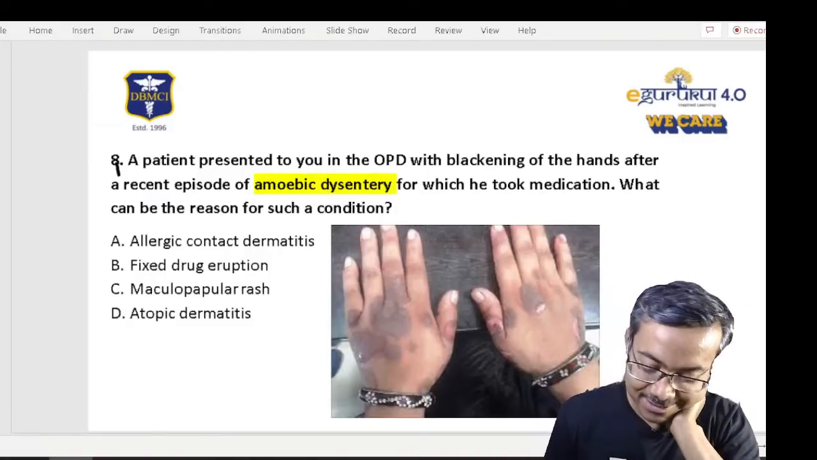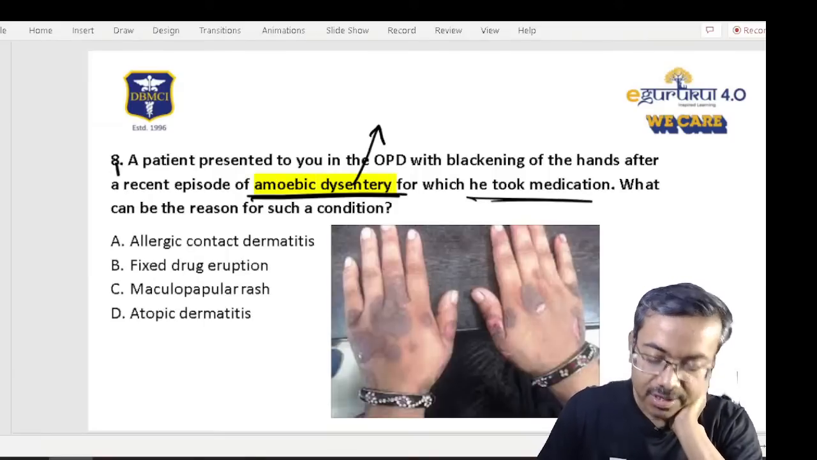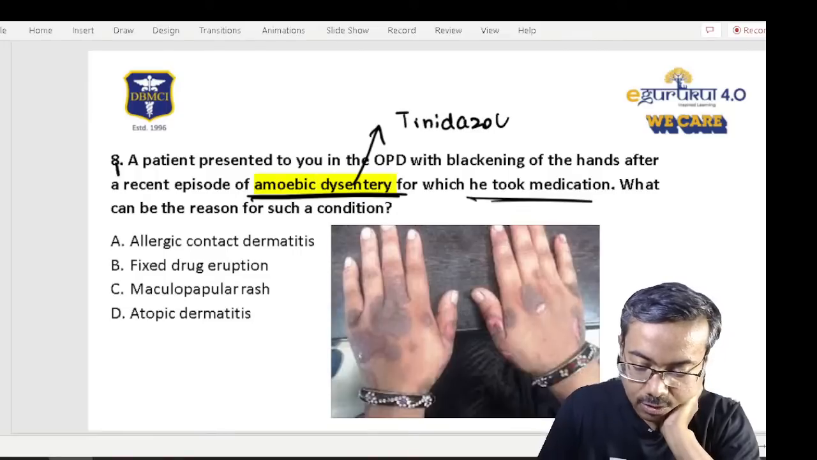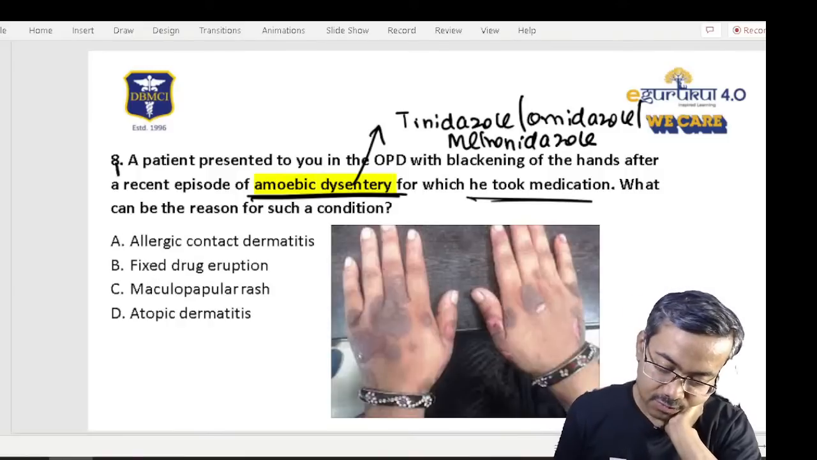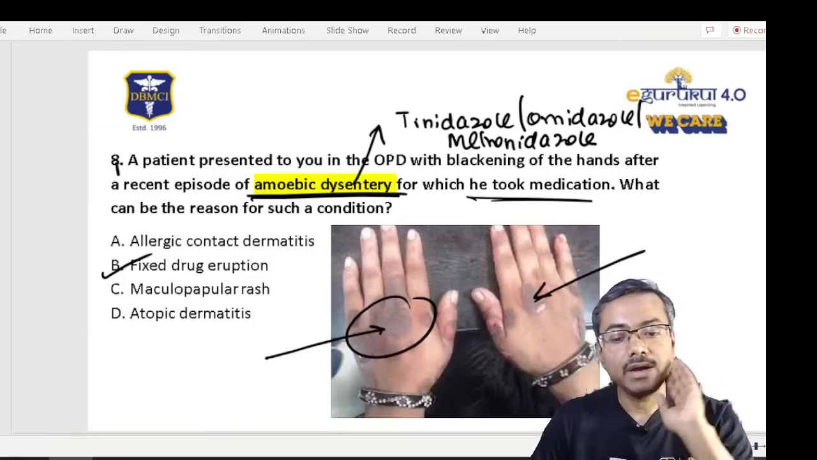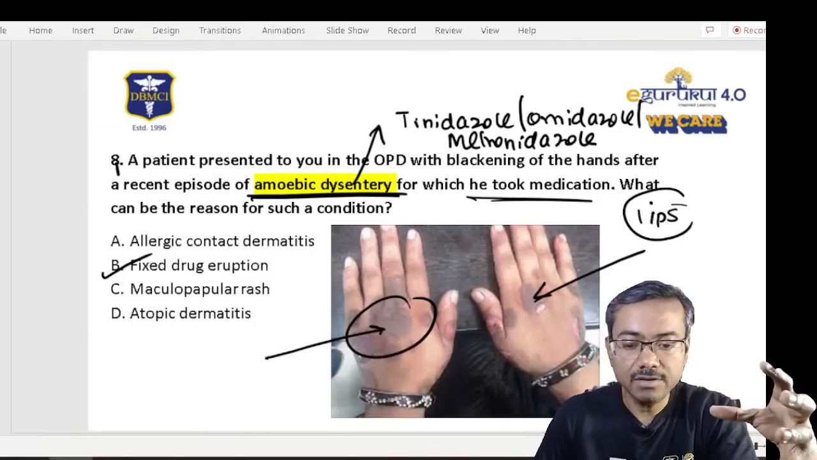So this is amoebic dysentery for which medication was taken. The moment you have amoebic dysentery, you would want to use possibly tinidazole, ornidazole, or metronidazole. Now this would be a fixed drug eruption. Typically, you can understand some blue areas here. It can happen anywhere. A very common site will be the lips, but here the lips were not given.